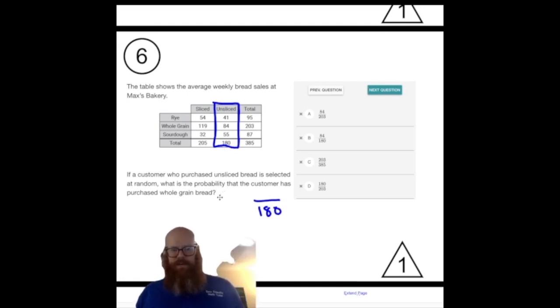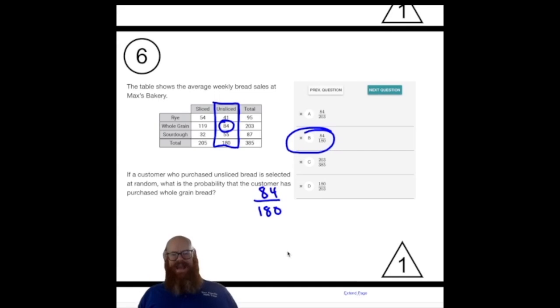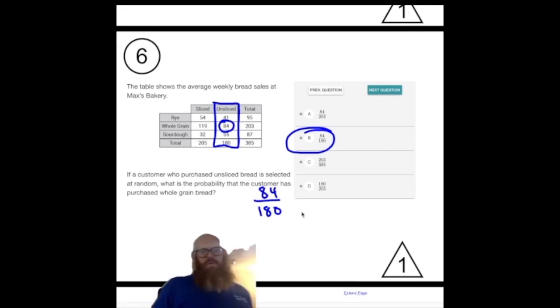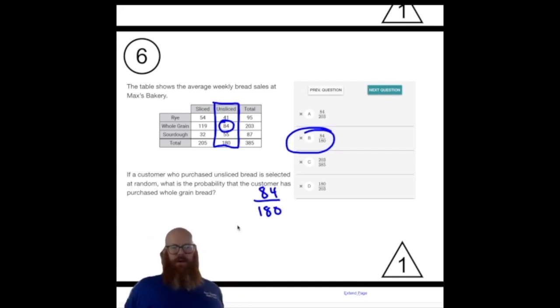What is the probability that the customer has purchased whole grain bread? Well, of this column, these people purchased whole grain, which is 84. And don't worry about reducing it because look at our answers, and that is answer choice B. All right, so we got conditional probability going on there.